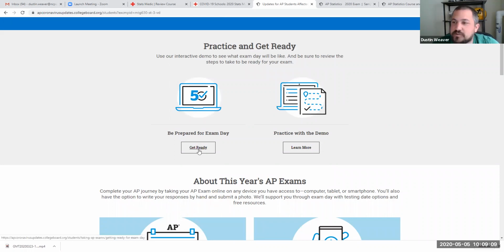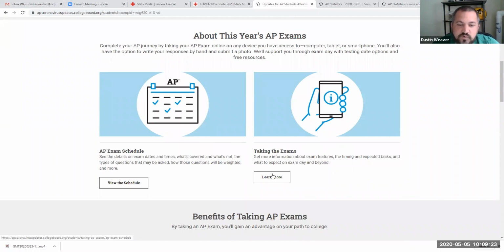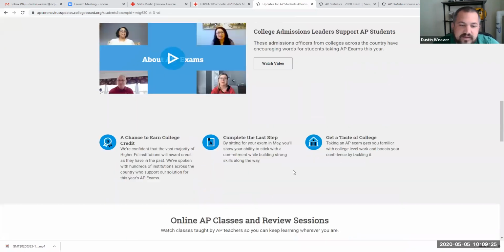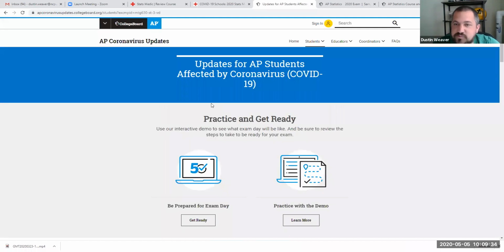So it shows you how to make sure your computer's working. It shows you how to practice with the demo and look at what it's actually going to look like on your screen on exam day. And then it gives you some information about the schedule, taking the exams, and some online review sessions, partly that we're doing, and some other things you can find online that AP has put together as well. If you keep that website and use it, I think it's going to help you. If you have any other AP courses, then obviously that will work for you as well.